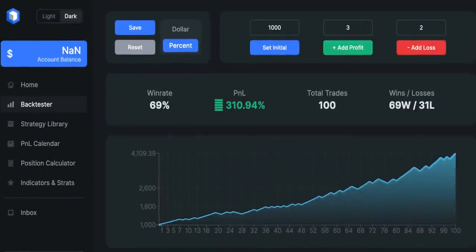Okay, just like I promised at the beginning of this video, this strategy is making money. The win rate is 69% and we increased our account size by 310.94%.